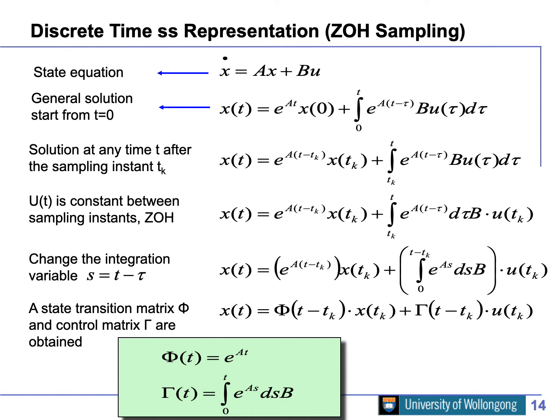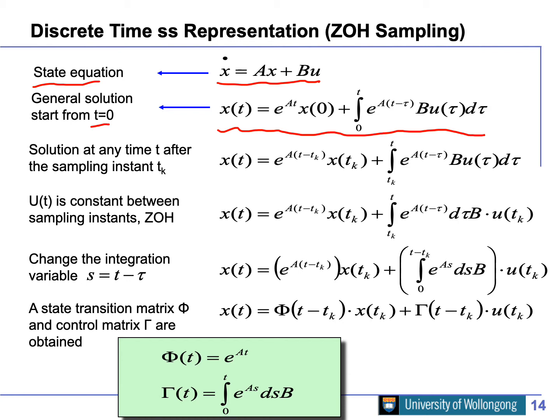To derive the discrete time state space representation here, it's quite interesting and magic, you can see. It's coming from the continuous time state space representation of the system. So we look at this state equation of a continuous time system, and when t is 0, you get this solution. That's coming from a few slides before. The first part comes from the initial condition, and the second part comes from the input.